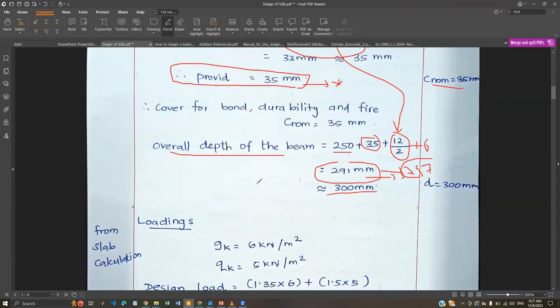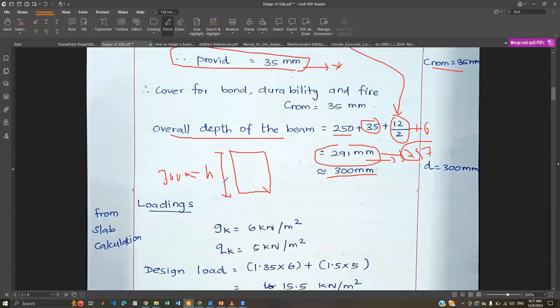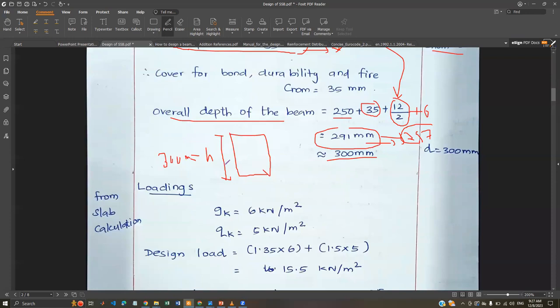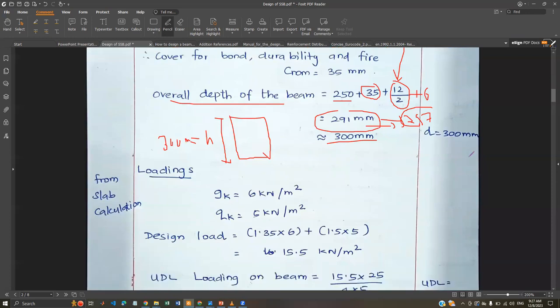Overall depth means, if you consider this beam, the total height of the beam will be given as 300 millimeter. Up to now, I think there will not be any issues. If you have any issues, you can ask. So I have found my overall depth.